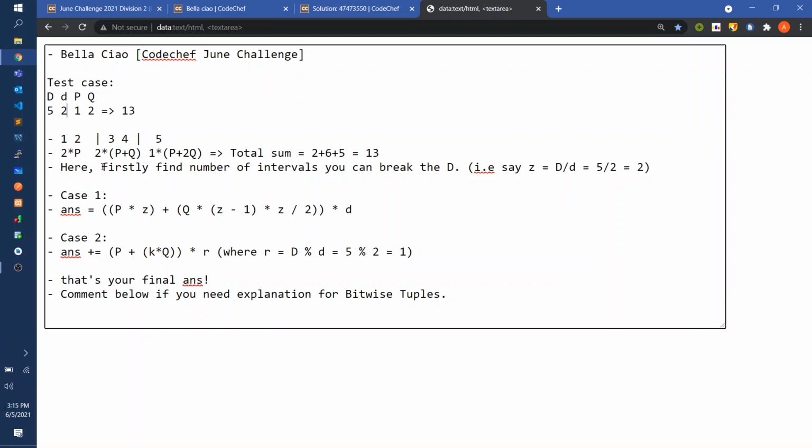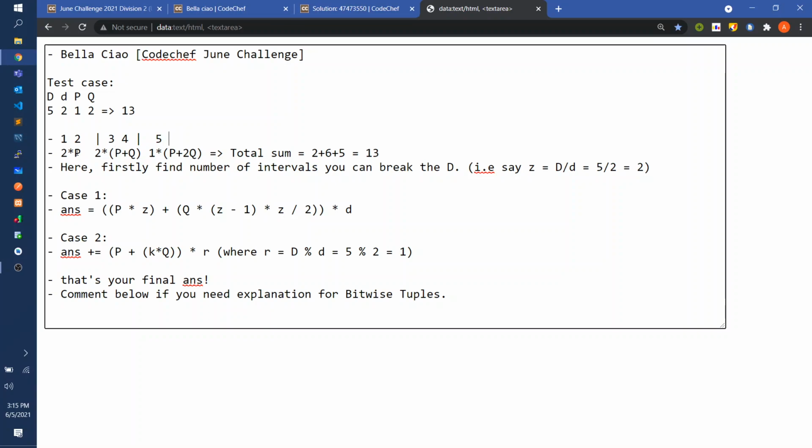Initially, we will break the capital D into the number of intervals, which we can easily do by dividing capital D by small d and taking the floor of it. Dividing 5 by 2, we get 2. As you can see, we have broken down capital D into two small intervals. In the first interval we get days 1 and 2, in the second interval we get days 3 and 4, and the remaining one is day 5.